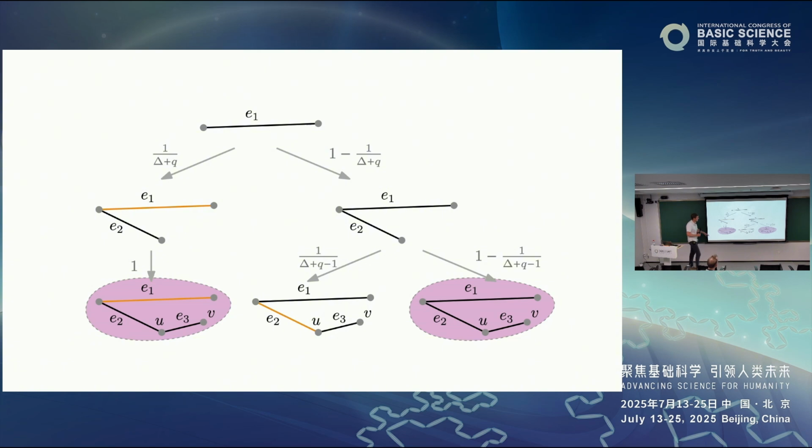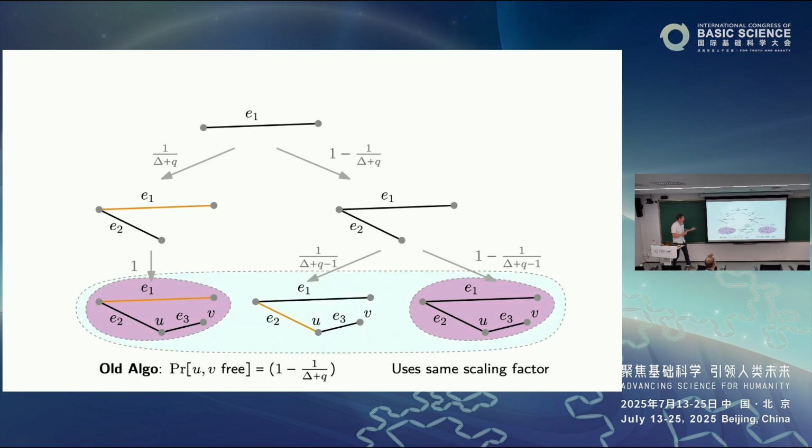Okay, we can only pick E3 in these two settings. One way would be to have a global scale-up factor. The probability that both the endpoints are free, you look at here the endpoints are free, here the endpoints are free. What's the total probability mass of these two scenarios? Okay, and scale up with that.